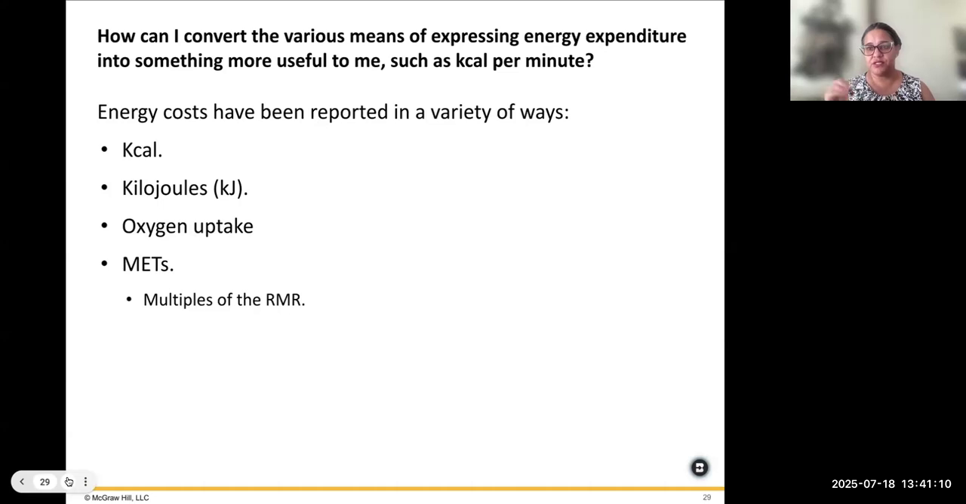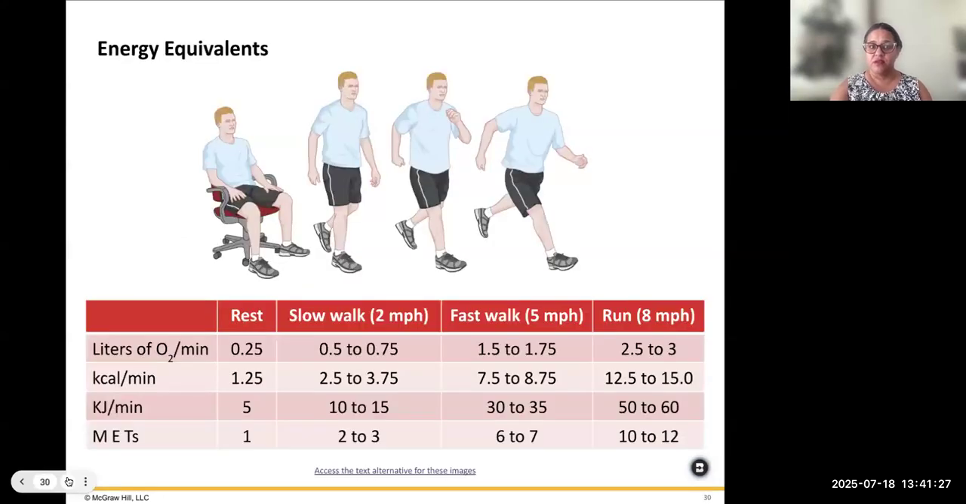Converting. So we have all of these units, and we need to be able to convert between them. Energy costs have been reported as kilocalories, like we've been talking about, kilojoules, oxygen uptake, and METs, which are multiples of the RMR, the resting metabolic rate. So if we use 0.25 liters of oxygen per minute, that goes up every time we do a little bit more exercise. And we can report that, like we just said, in liters, calories, joules, METs.